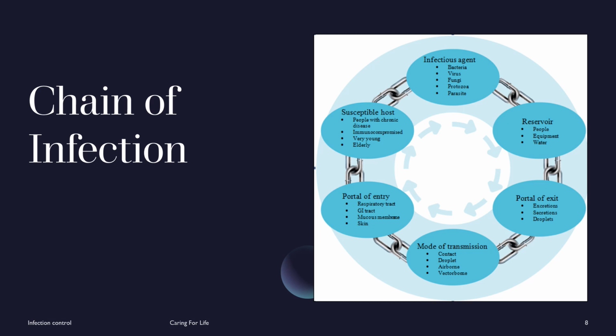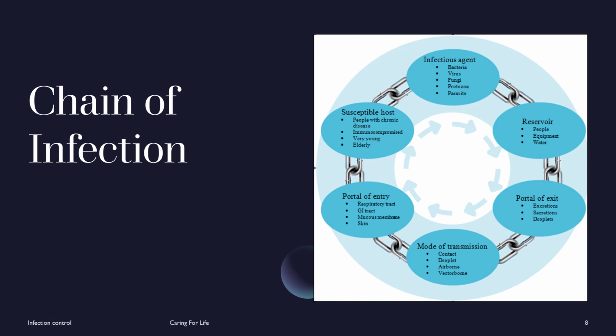The chain of infection. When you have all of these links together, you end up having a chain of infection. You have your infectious agent, which is your pathogen. It can be bacteria, virus, fungi, protozoa, or parasite. These are the things that cause the infection. A reservoir is a place where that infection is hanging out, waiting to infect somebody. You have your susceptible host, the person who can get the infection, and anybody can be a susceptible host.